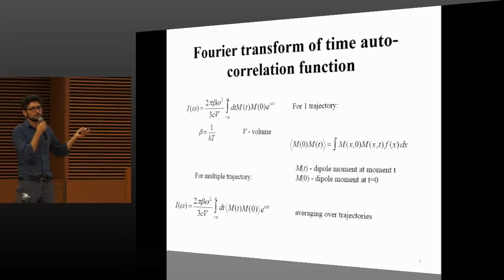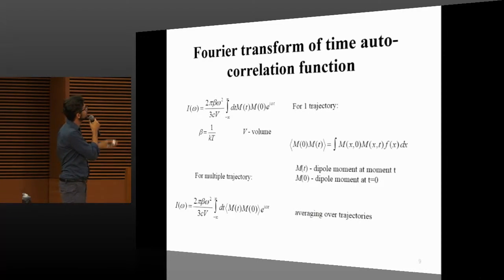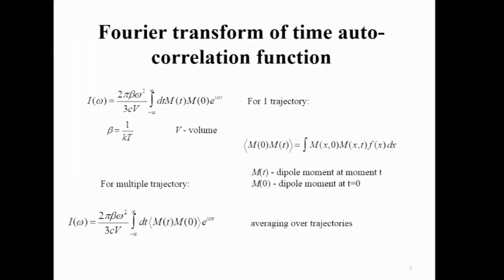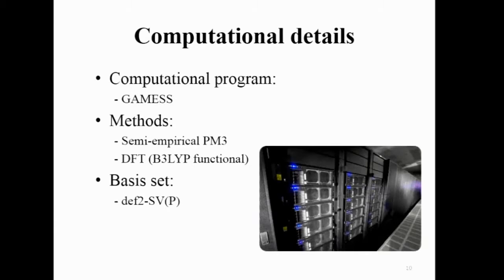I know you don't care about these equations, but the first one is the Fourier transform for one trajectory, and the last one is for multiple trajectories, when you take the average over multiple trajectories. If you have questions later, I can answer, but these are the computational details that we used.